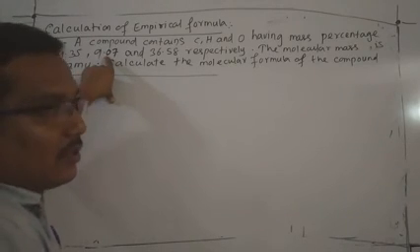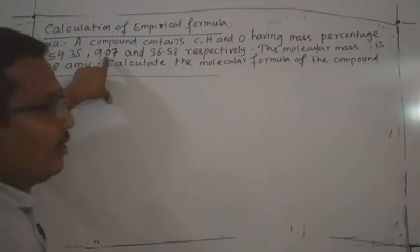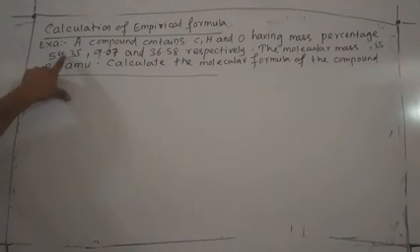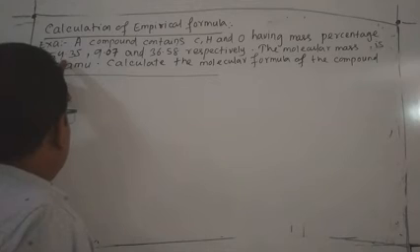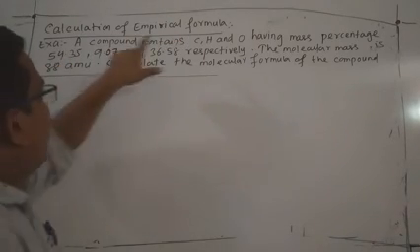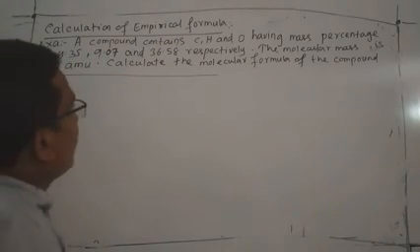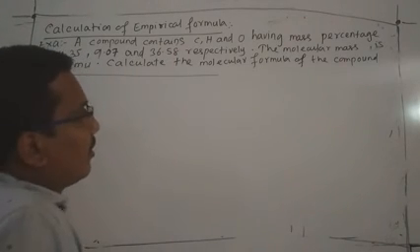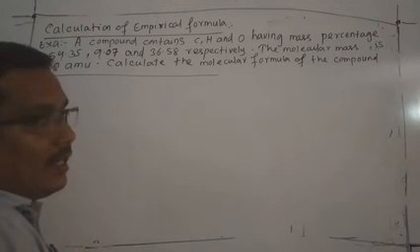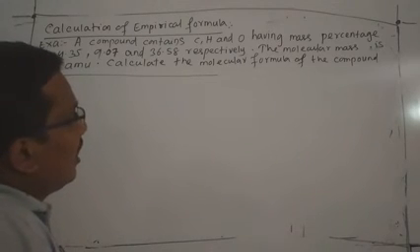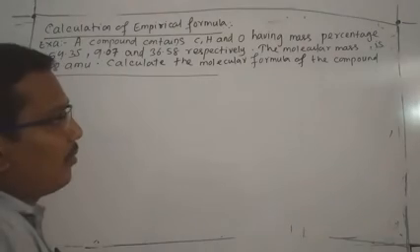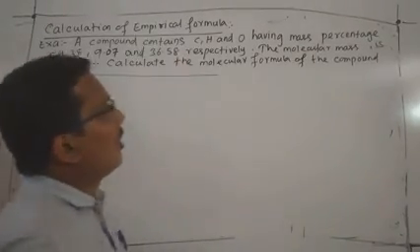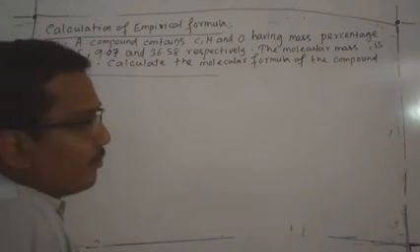Mass percentage means percentage composition, which we already discussed in the previous class. Carbon has a mass percentage of 54.35, hydrogen 9.07 and oxygen 36.58 respectively. The molecular mass is 88 amu. Calculate the molecular formula of the compound. All are known about the molecular mass. In Odia it is called Anandika Vastutva.